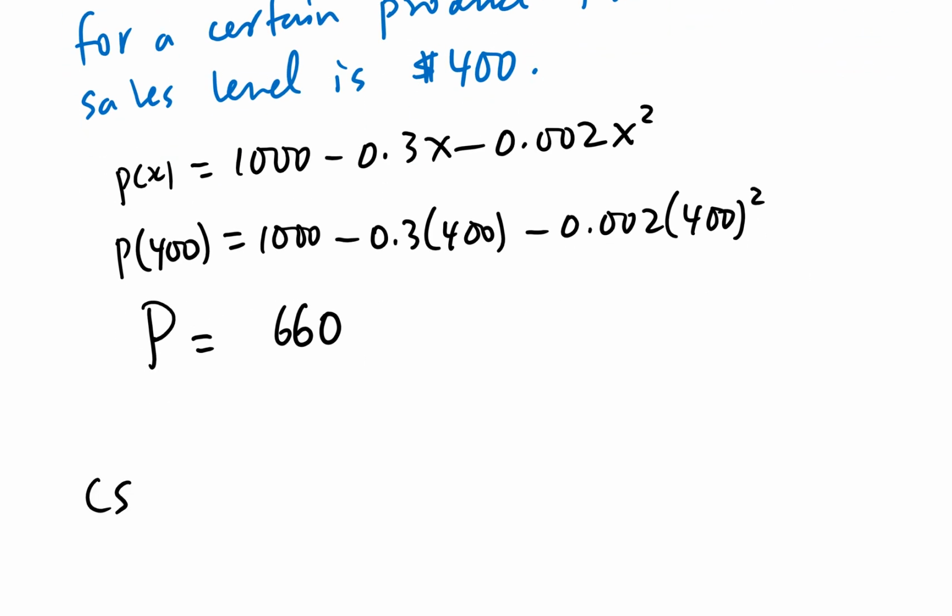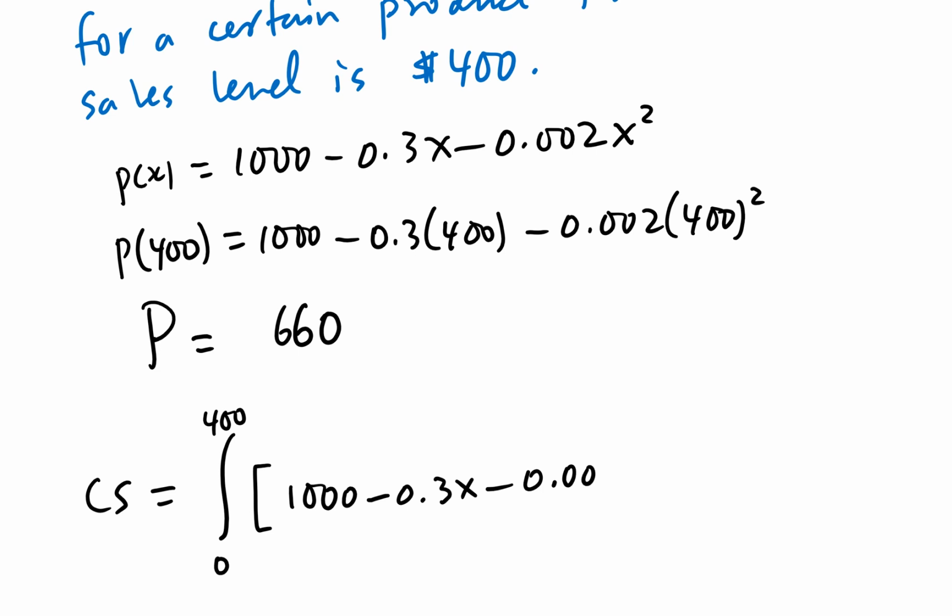Then the consumer surplus is the integral. Remember, we're integrating over the x-axis. If you remember, the yellow region was from 0 to capital X. So 0 to 400 of P of X, small p of X, which is the given function, 1000 minus 0.3x minus 0.002x squared, minus 660, dx.